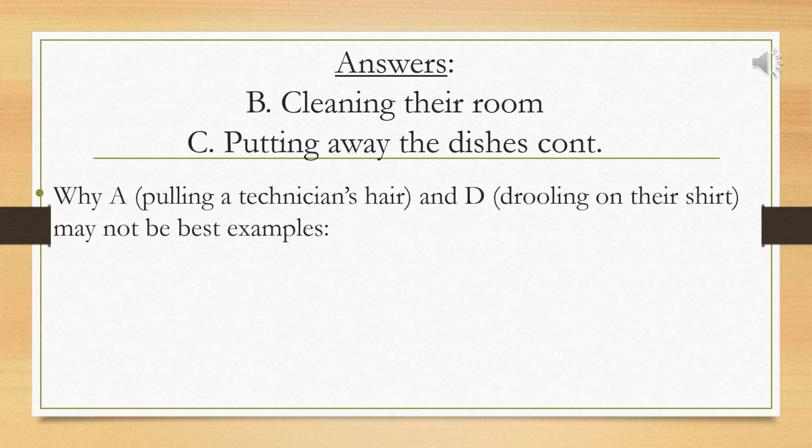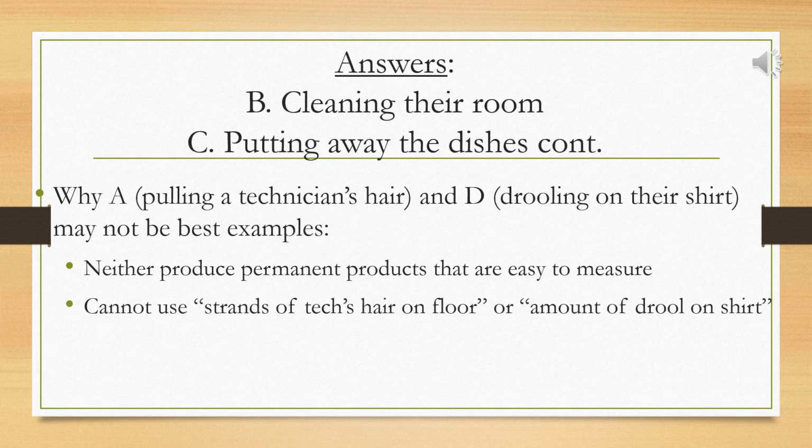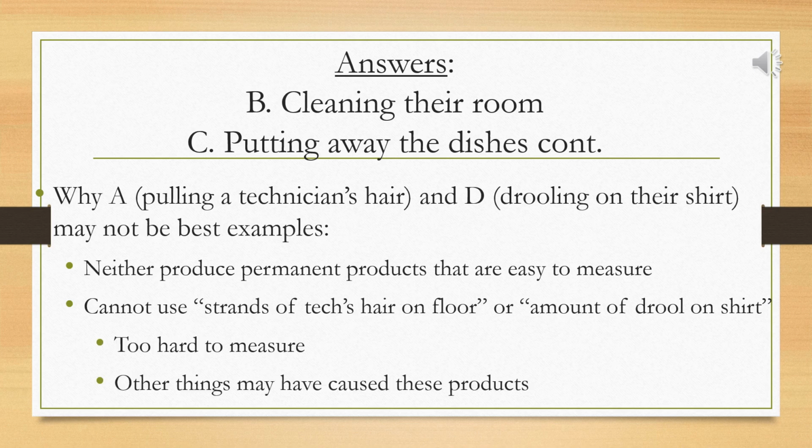The following are reasons why behaviors such as pulling a technician's hair and a client who drools on their own shirt frequently may not be the best behaviors to use permanent product recording with. To start, neither of these behaviors produce permanent products that are easy to measure. You would not be able to use products such as how many strands of the technician's hair is on the floor, or the amount of drool on the client's shirt at the end of the session. Both of these are too hard to measure, and other things may have caused these products.